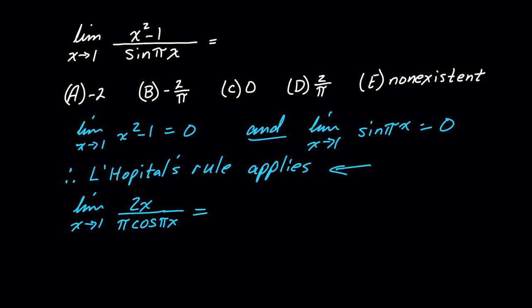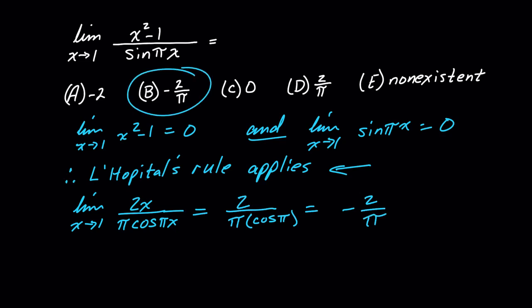Well, this is equal to 2 over pi times the cosine of pi. And the cosine of pi is -1. Therefore, that's going to give us -2 over pi.